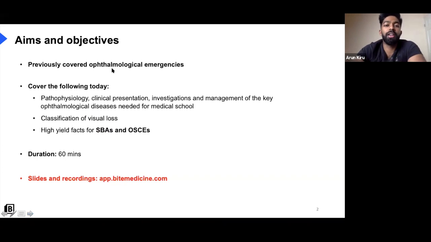So this is what we're going to be covering today. We're going to cover pathophysiology, clinical presentation, investigations and management of really the key ophthalmological diseases needed for medical school. So not things like conjunctivitis, which hopefully we can cover briefly at the end, but it's unlikely to come up in your MCQs. It's more the really key stuff that could come up as a presentation in a case vignette.